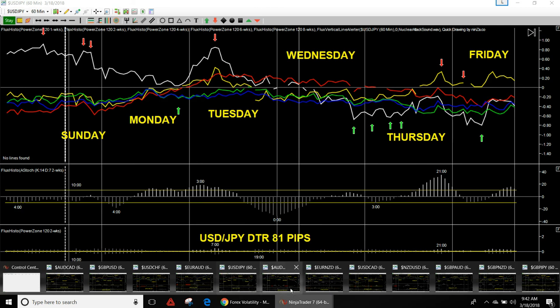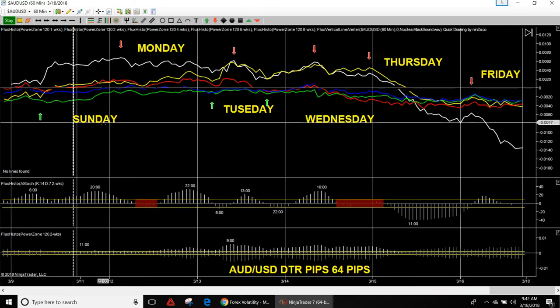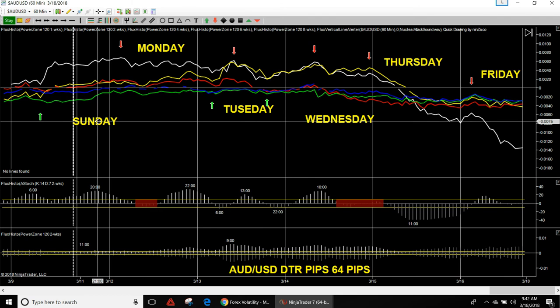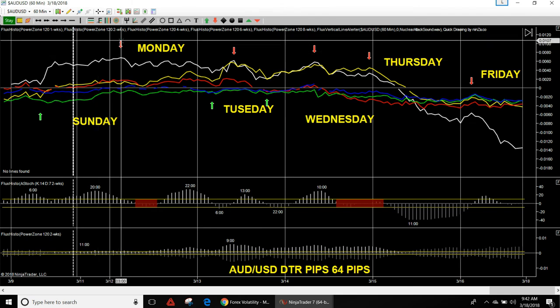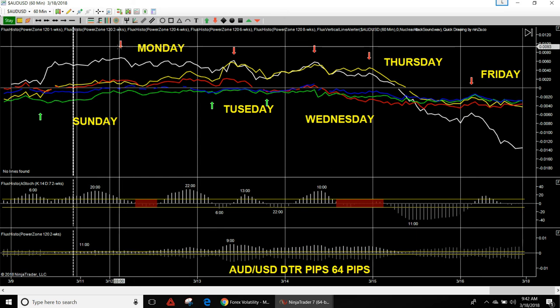Okay, next up is going to be the Aussie US Dollar. Aussie US Dollar coming in here. It's right at the Fibonacci extension. They already hit one extension already, so it's going for the 1.618. All right, so I don't see anything until we get to here at 3 a.m. in the morning on Monday.